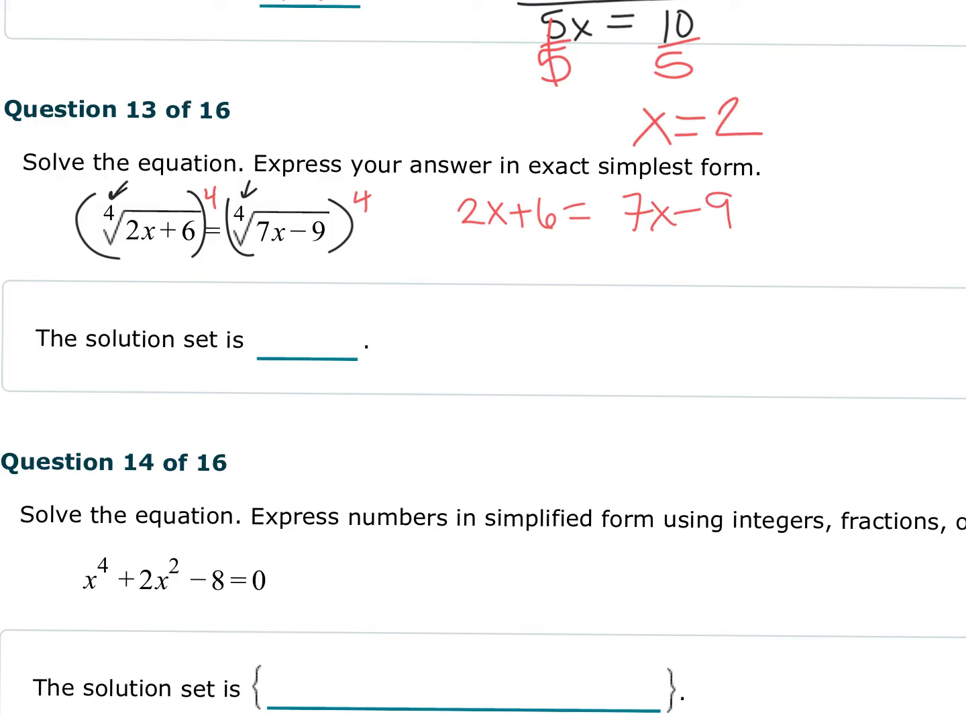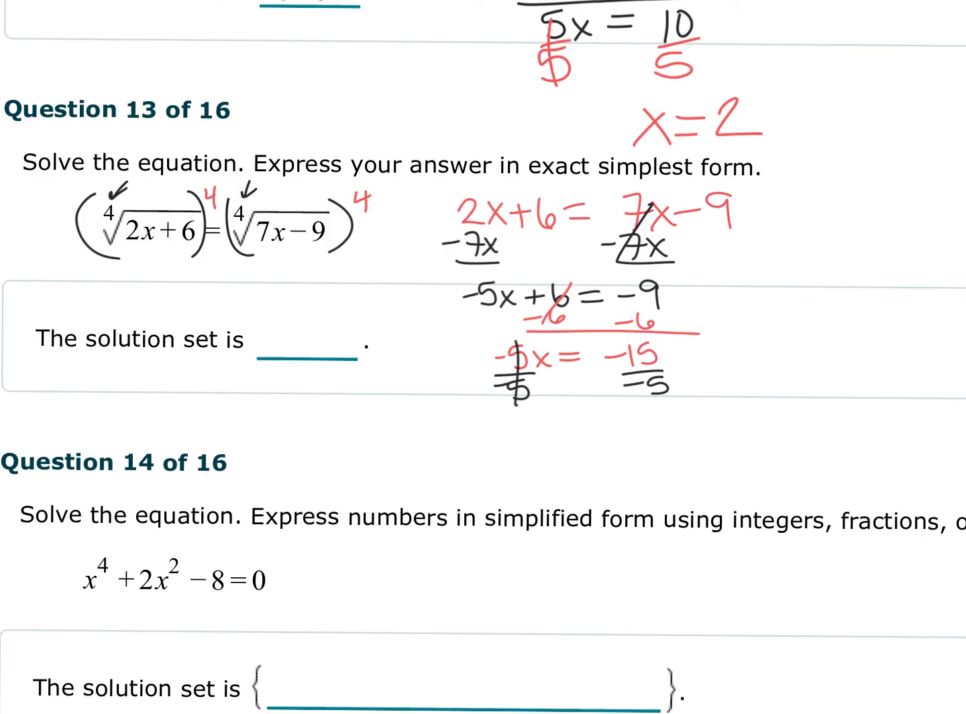This is very similar to the problem we just had as far as the next part of the solving goes. I need to get my x's on one side of the equal sign, and I need to get my numbers gathered onto the other side of the equal sign. So I'm going to do the same thing. I'm going to subtract 7x from both sides, and that will give me negative 5x plus 6 equals negative 9. And then I would subtract 6 from both sides to get negative 15 is equal to negative 5x. Divide both sides by negative 5, and I end up with x equals positive 3.